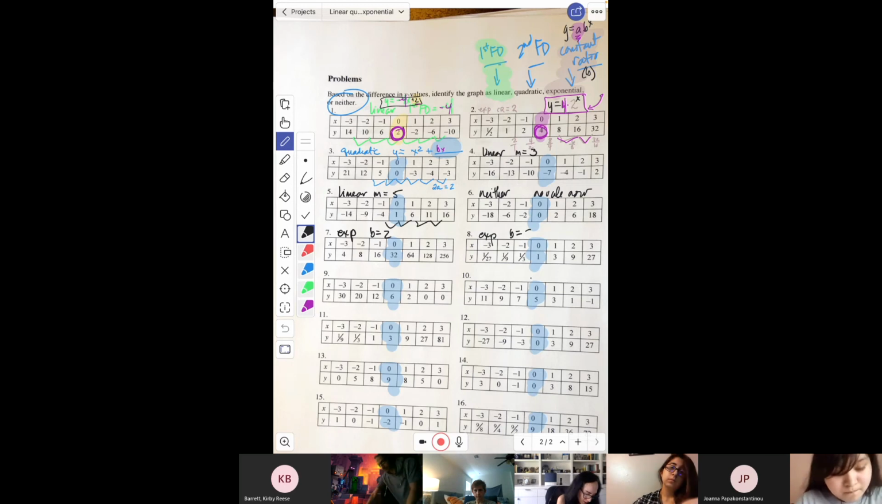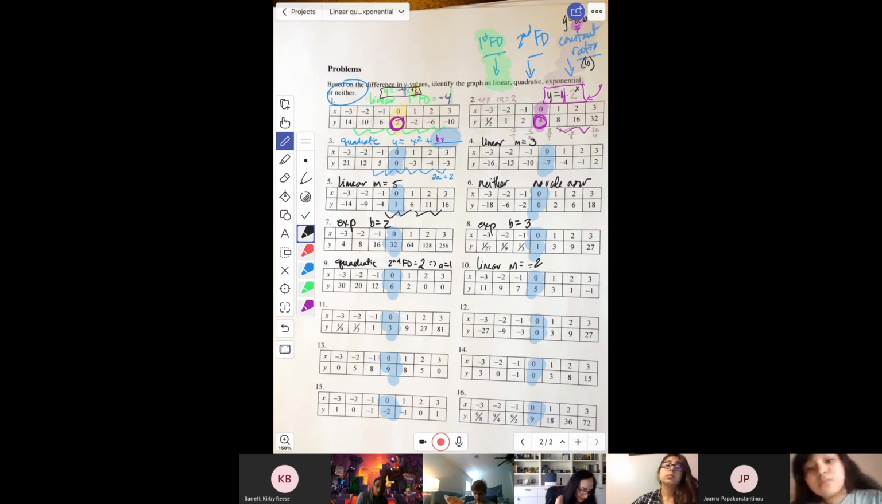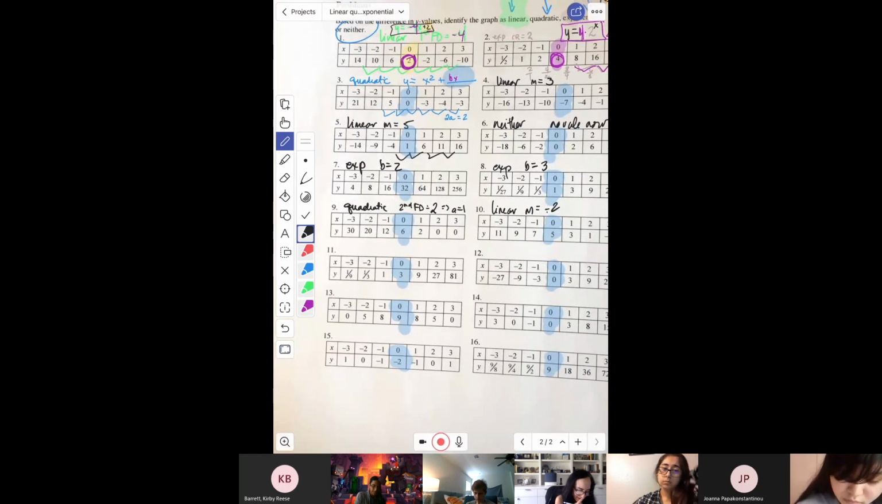Quadratic. It is quadratic. And what was our second finite difference? What'd you get that second finite difference to be? 2. Yes. So we set that equal to 2a and we get a equals 1. Excellent, Nathan. Number 10, linear, quadratic, exponential, or neither? Linear. It is linear. And what was the slope? -2. Excellent. Number 11, linear, exponential, quadratic, neither.